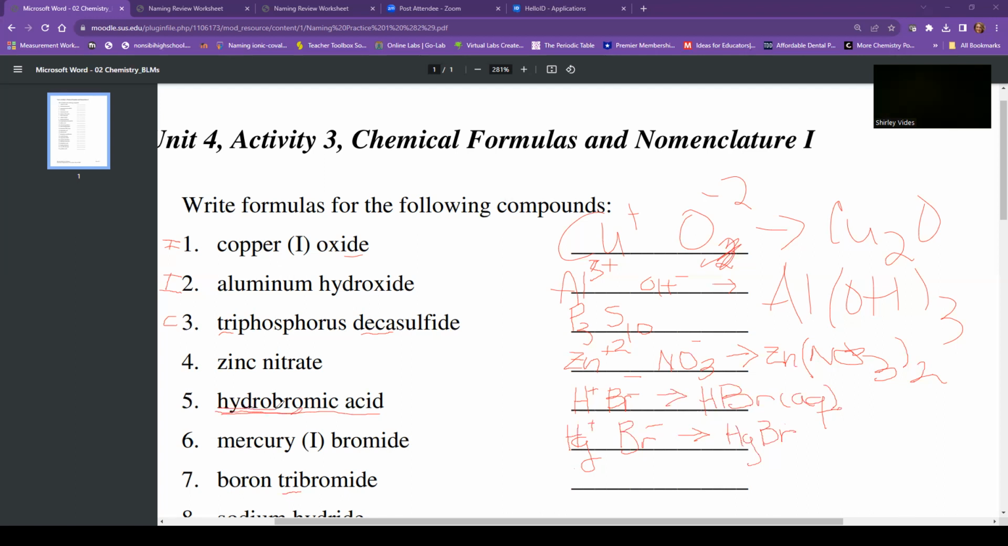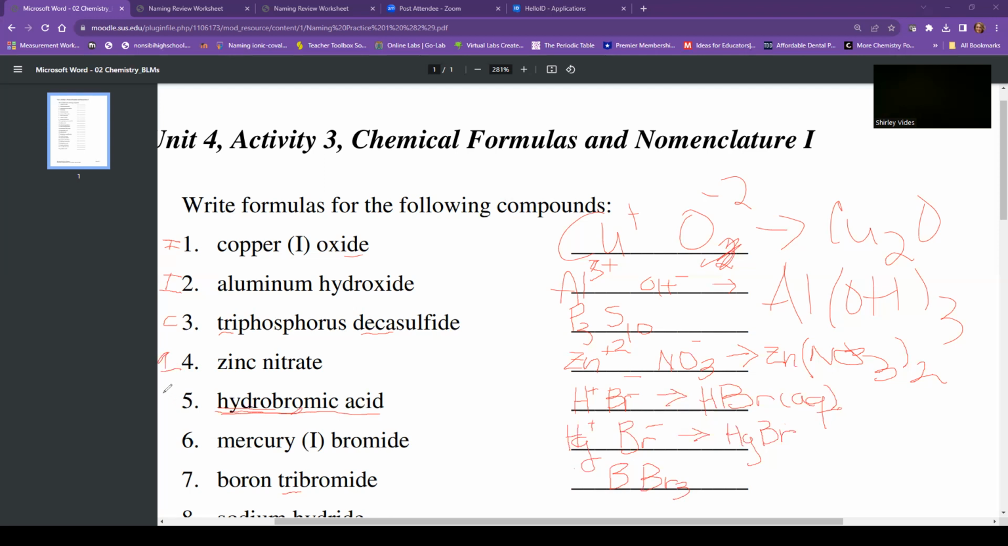Okay, so boron tribromide. It's telling you what to write. Boron is B, and bromine is Br, and it's saying three of them, because tri means 3. That's it. That's a covalent compound. See how much easier they are? Okay, so this is covalent. No, this is ionic, sorry.